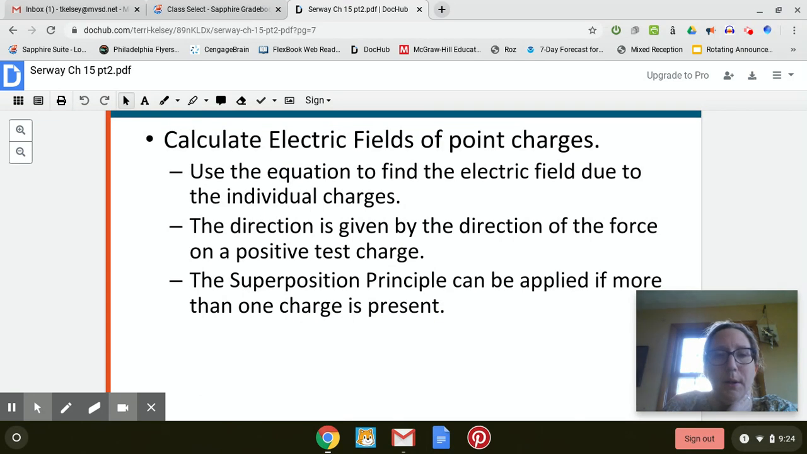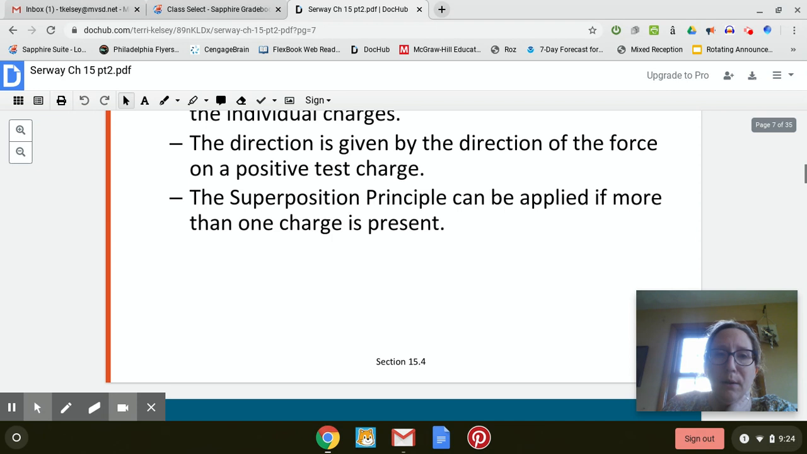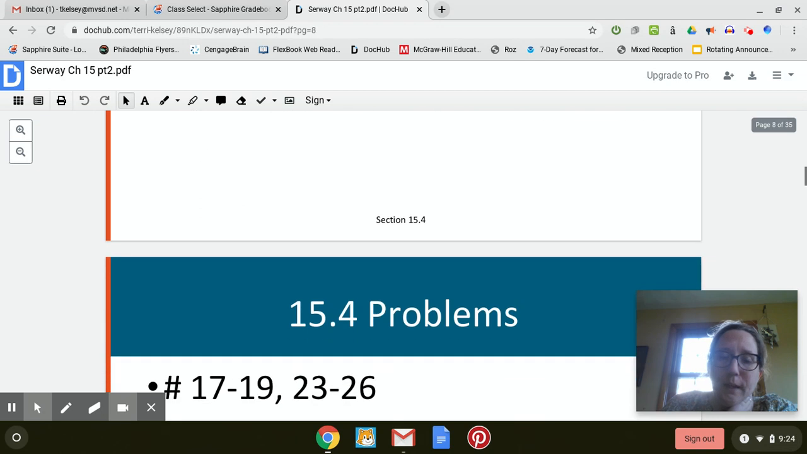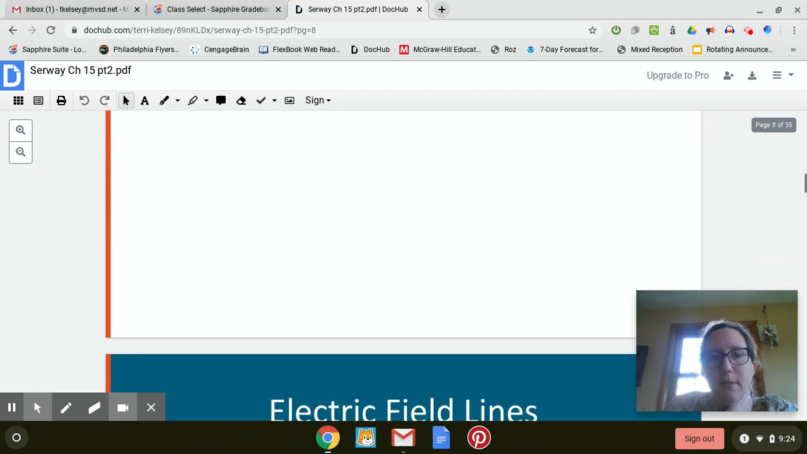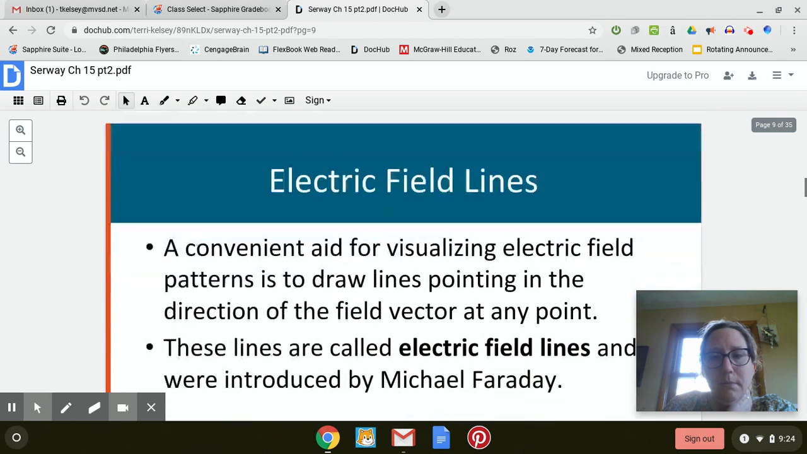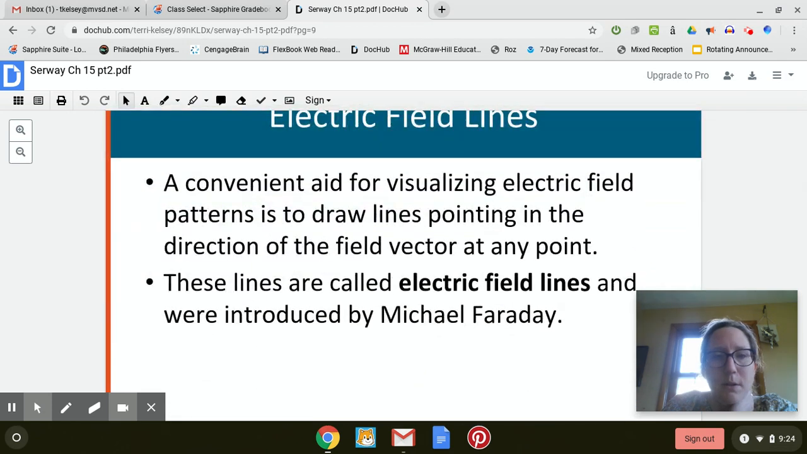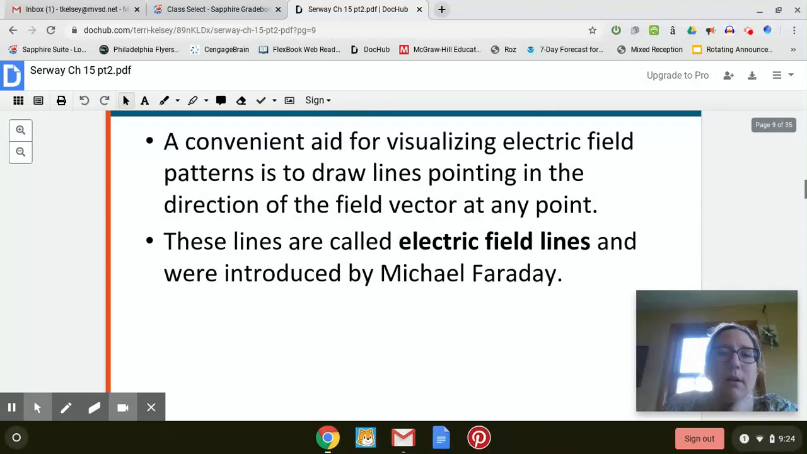Then you have electric fields. Assume that you bring a point charge into that area, then because you know the forces, you can figure out what the field is at that point. Those are the problems for 15.4 that we already did. If you want me to do any of them, just leave me a comment and I will be more than happy to.